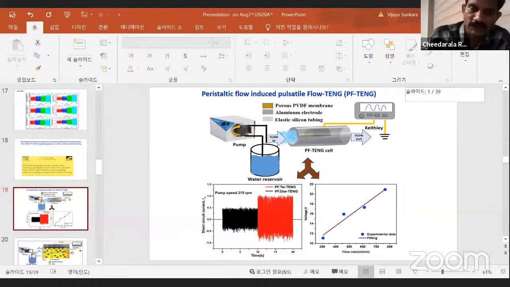And also you can see the graph. As time increases, and as the speed of the water flowing on the surface increases, the charges also increase. You can see in the black and the red graph that the power also increases through this electrode. This is also a developed material we published in Nano Energy in 2019.